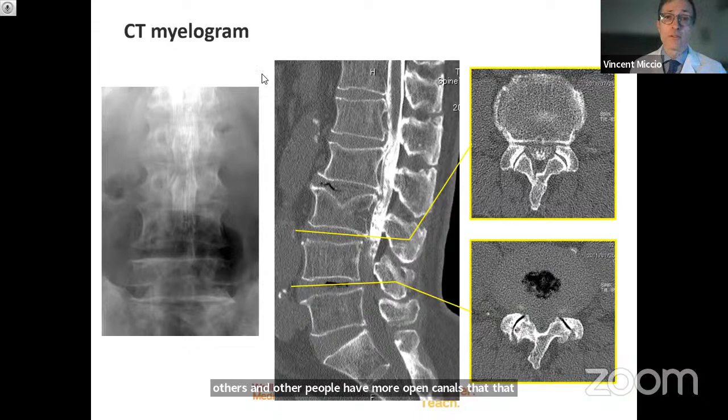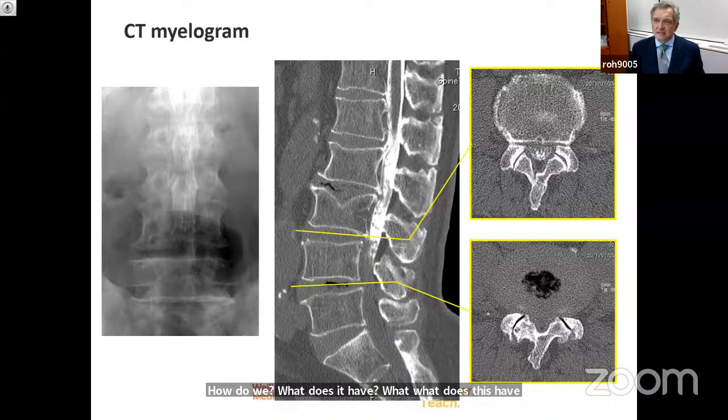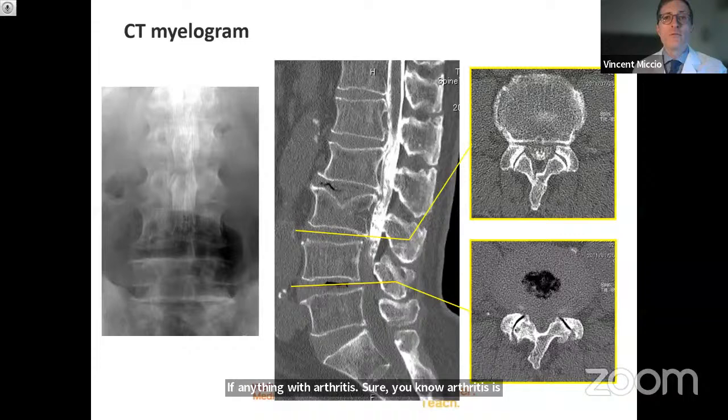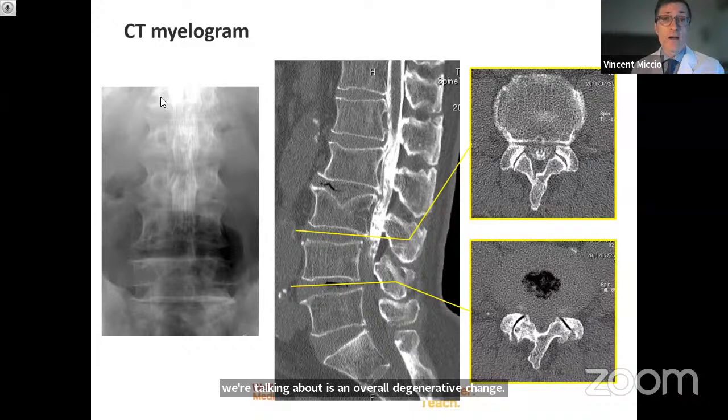There's another question, and that's also something that comes up all the time. What does this have to do, if anything, with arthritis? Sure. Arthritis is a general term that is used to denote degenerative and, to a certain extent, inflammatory changes of bone, and those changes happen in our joints, but they also happen to the bones of the spine. When it comes to arthritis of the spine, what we're talking about is an overall degenerative change, a fancy word for wear and tear of the body. For instance, when we're born, our bones are nice and smooth. As we age, those smooth bones become a bit more jagged. We get more bone spurring. The ligaments become a bit more lax. And that eventually leads to previously open areas becoming more narrowed.